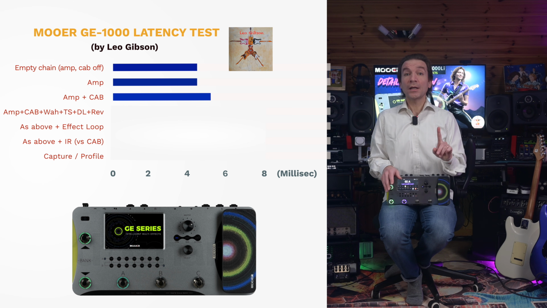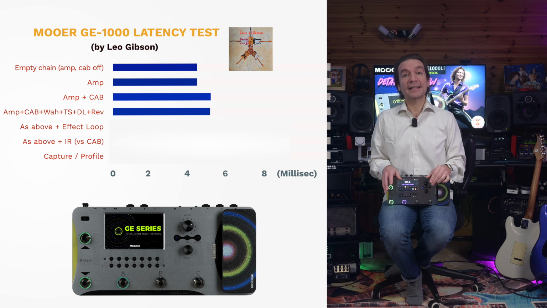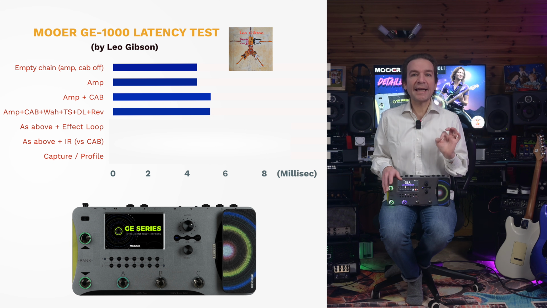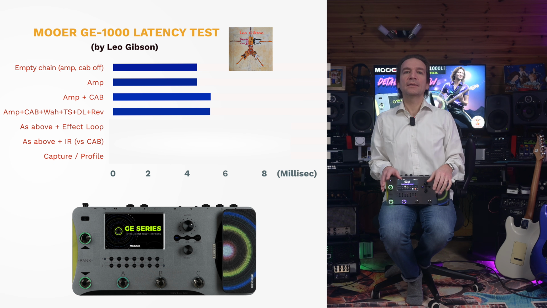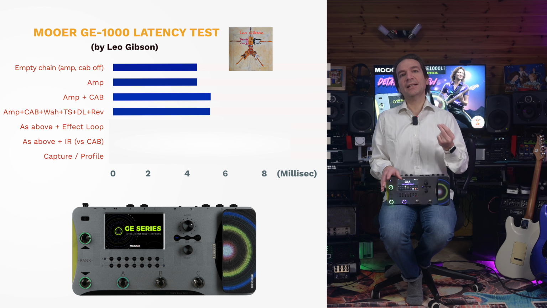If we activate a wah and a tube screamer, the latency stays at 5.1, and it stays at 5.1 even if we add a delay and a reverb. Pretty interesting. Basically, the effects do not add latency, whereas the cab adds 0.3 milliseconds to the basic latency, which is 4.8.